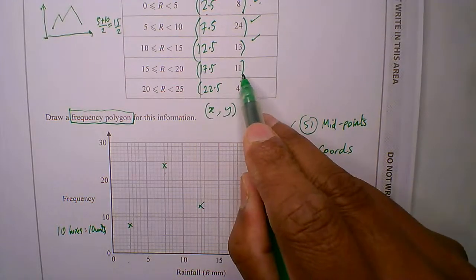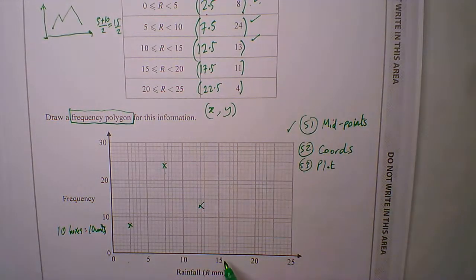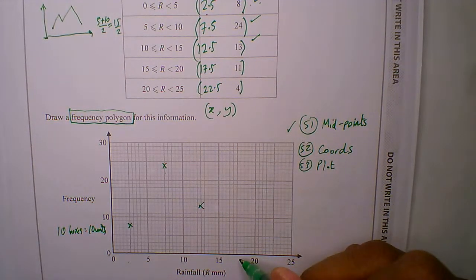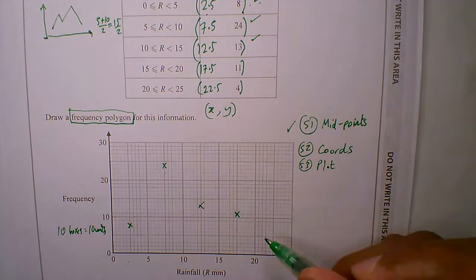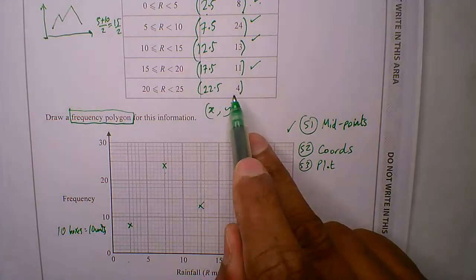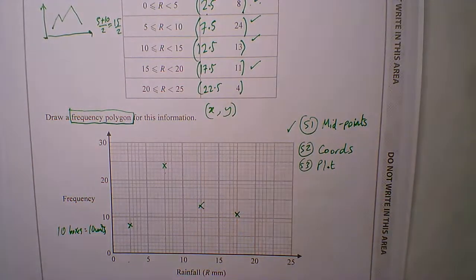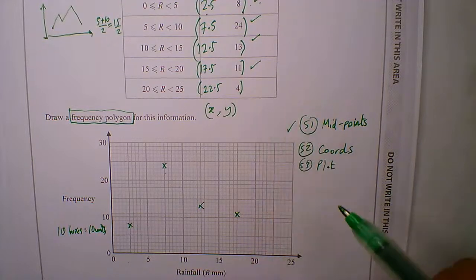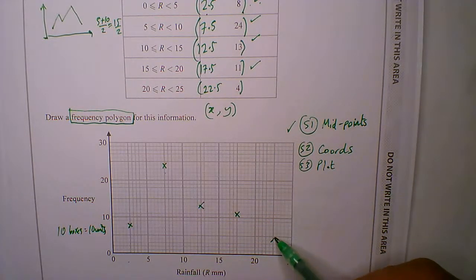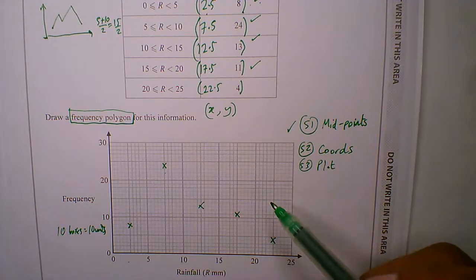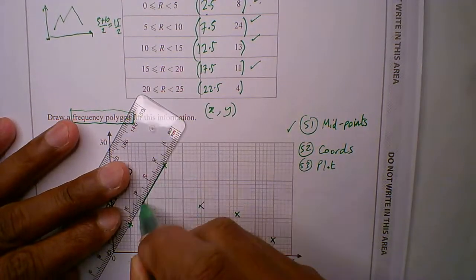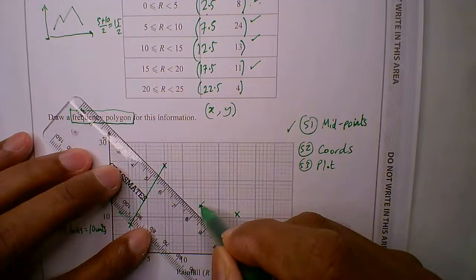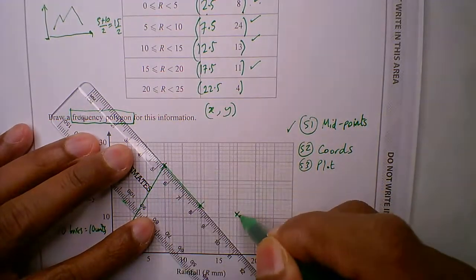Now I'm on 17.5. I'm going up 11, in between 15 and 20, 17.5, and I'm going to go up to 10 and 11. So I've done the next point. And the last one, 22.5 and 4. So what's in the middle of 20 and 25 is 22.5, and I'm going to go up 4 units. 1, 2, 3, 4. And now I join them together like my diagram there. So using a ruler, I just connect up my plots.